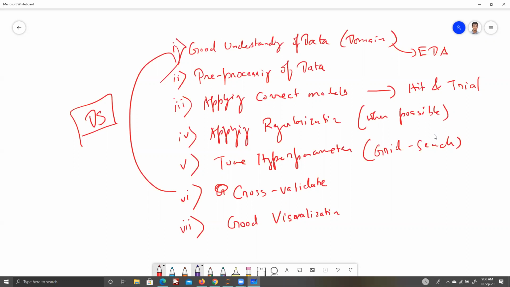So the regularization application will be a part of choosing the correct model, am I right? Yeah, you can say that, but I have separated it because first of all it is not actually applicable in all the models. It only works when you have some parametric model. In decision trees, there's no concept of regularization. Got it.